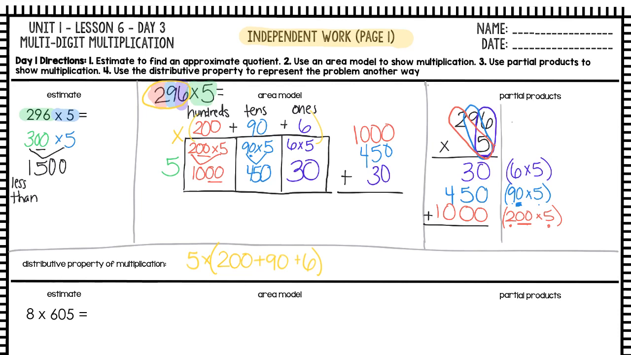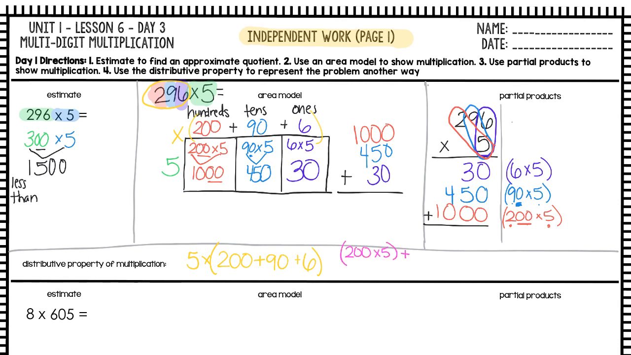So just like in our area model, we see that we also did 200 times 5, 90 times 5, and 6 times 5, which we can also see over here. And it doesn't matter if you write it from largest to smallest or smallest to largest. It's still the same thing. So I'm going to write both.